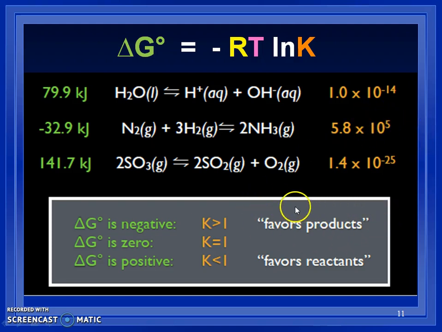Well, what does that mean? He reminded you that if K is greater than 1, it's going to favor products. And that should make sense because if delta G is negative, it's going to be spontaneous. It's going to form those products on its own.